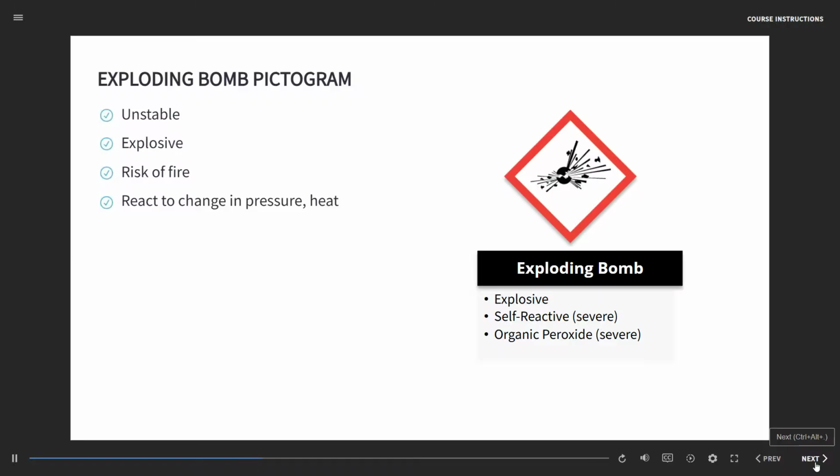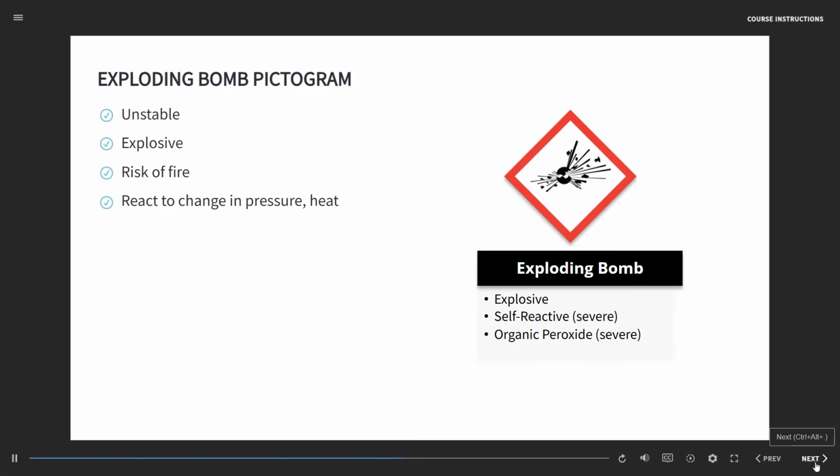Proper storage of these materials is paramount, as some may be sensitive to heat or light and pose a massive risk for serious injury or death. Some examples include ammonium perchlorate and hydrogen peroxide solutions, 91% by weight.